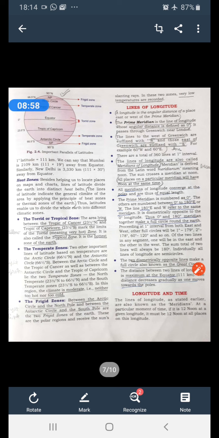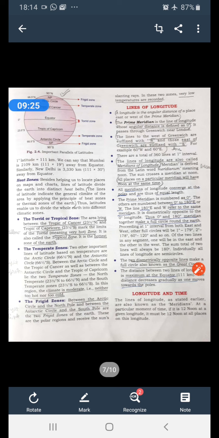There are a total of 360 lines drawn at an interval of 1 degree. Now, latitudes are total 181. 90 plus 90, 0 to 90 degrees north and 0 to 90 degrees south, plus the equator. So 180 plus 1, that is the equator, 181. And lines of longitude are 360 and they are drawn at an interval of 1 degree.